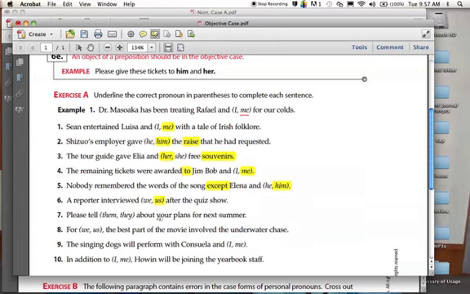Reporter interviewed us, direct object. Please tell them. Understood you over here, right? So that means them is a direct object. For us, the best part, etc., etc., object of the preposition for us here. The singing dogs will perform with Consuela and me, object of the preposition. And 10, in addition to, is just a long preposition, so it's me, object of the preposition.